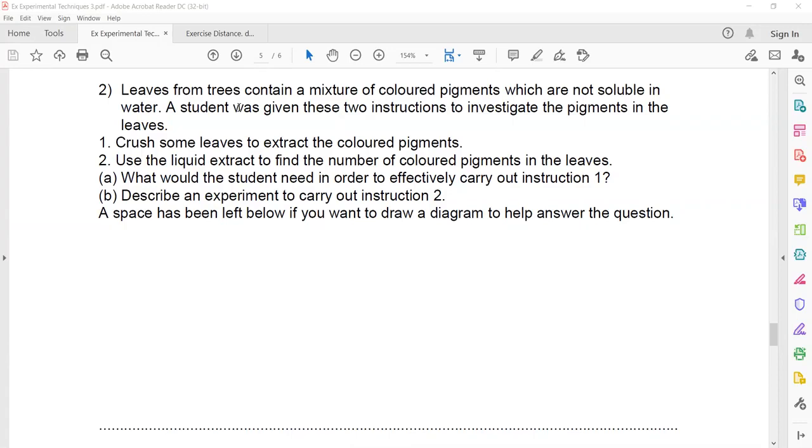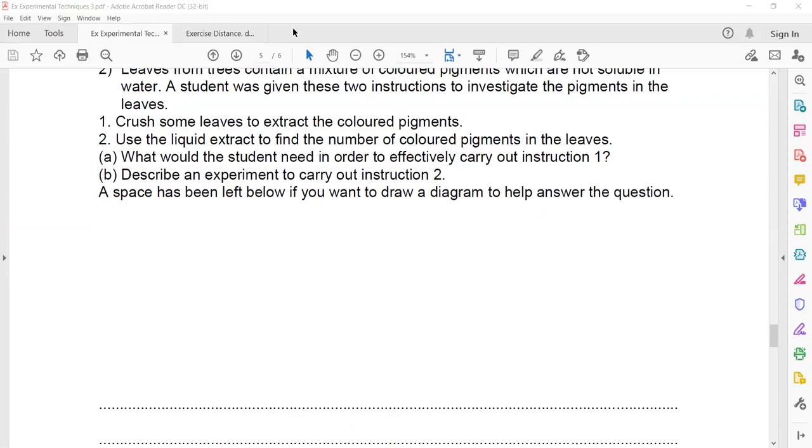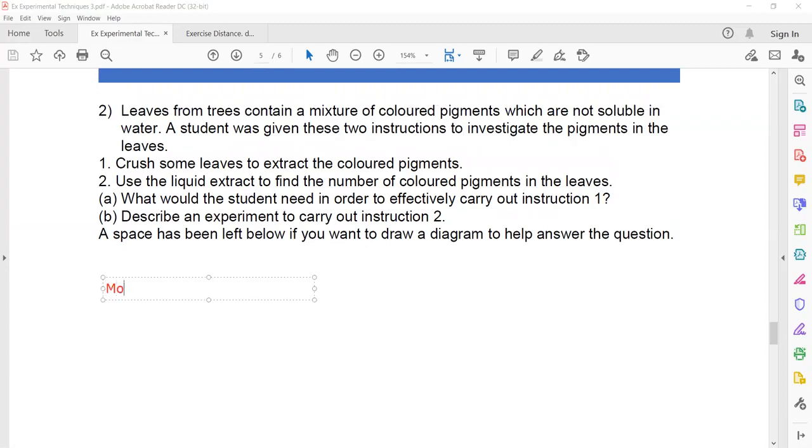What would the student need in order to effectively carry out instruction 1? So how can he crush them and extract the color? So we can use mortar and pestle to crush the leaves, and then we will boil with alcohol because it is not water soluble. So we can boil in alcohol to extract the color, and then we will filter to remove insoluble particles.